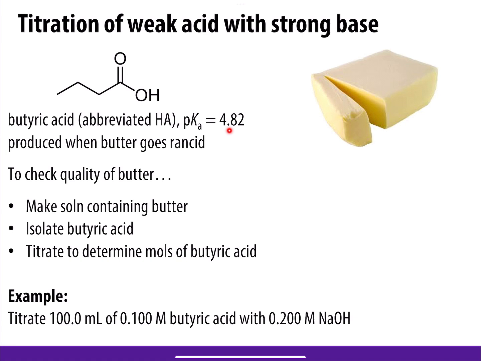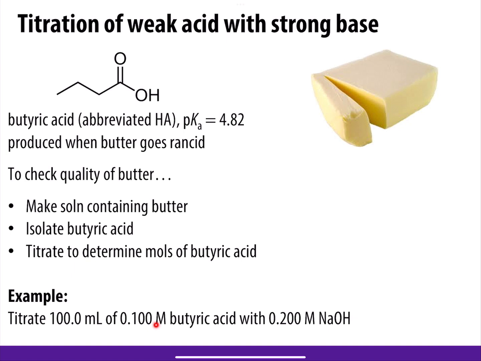Now let's move on to thinking about the titration of a weak acid with a strong base. So in this example, let's look at butyric acid, which has a pK of 4.82. This is the yellowing, sort of off-smelling thing that is produced when butter goes rancid. So to check the quality of butter, we could make a solution containing the butter, isolate the butyric acid, and then titrate to determine the moles of butyric acid in that sample to figure out if it's above the threshold which makes the butter basically rancid.